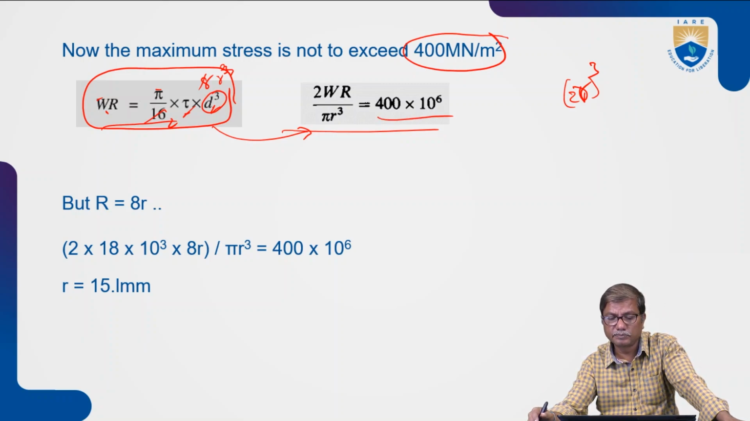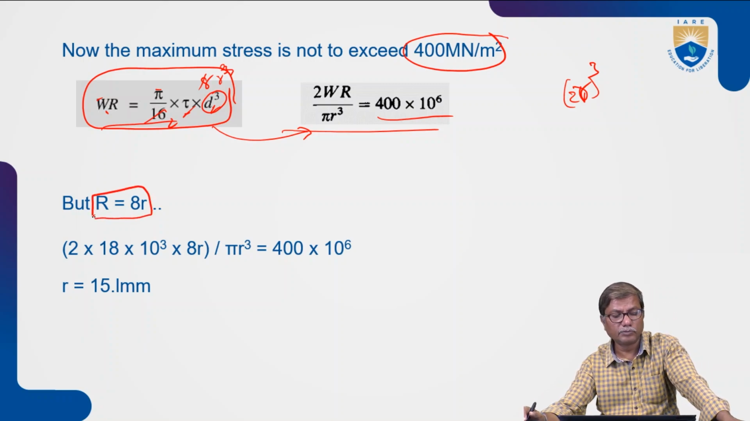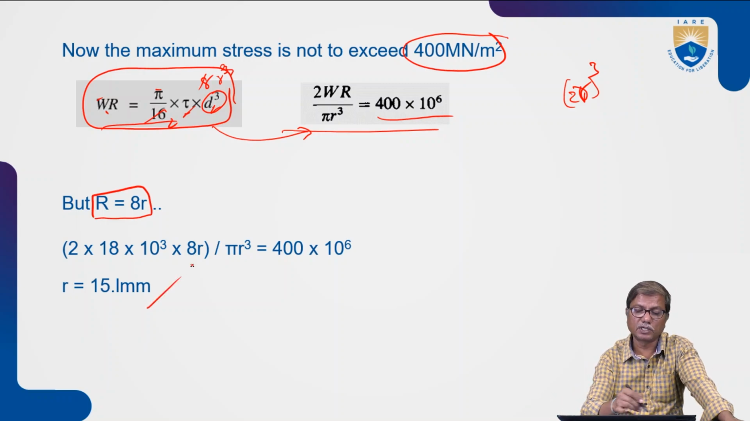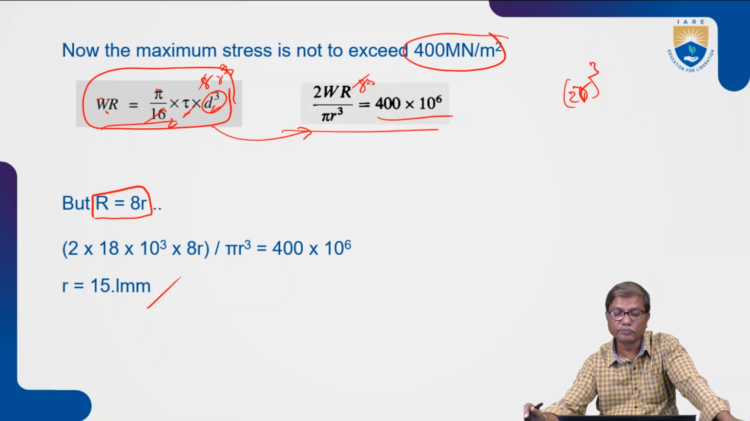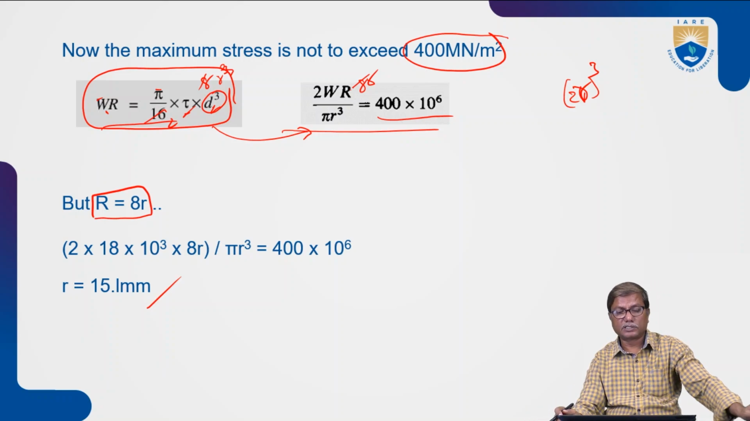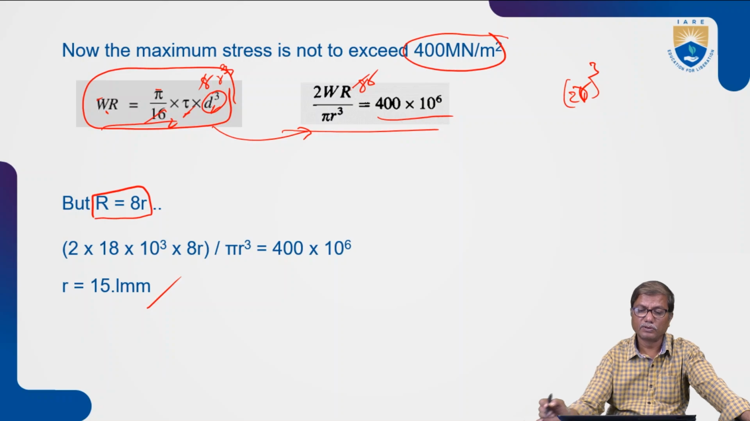Mega Newton per meter square. And we know the relation between these two. Mean coil radius is 8 times that of the wire radius. Okay. So using that, substituting this value here, replacing capital R by 8r, small r, we can find radius of wire, okay, as 15.1 millimeters. Okay, from this.